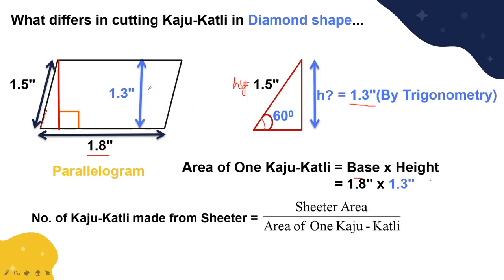Now, let's calculate how many Kaju Katli we can cut from the sheeter again in this shape. So it will again be the sheeter area divided by the area of one Kaju Katli, which will be equivalent to 70 times 50 inches divided by 1.8 times 1.3. And how much do we get? 1496 pieces. Amazing, isn't it? So what's the meaning of this?